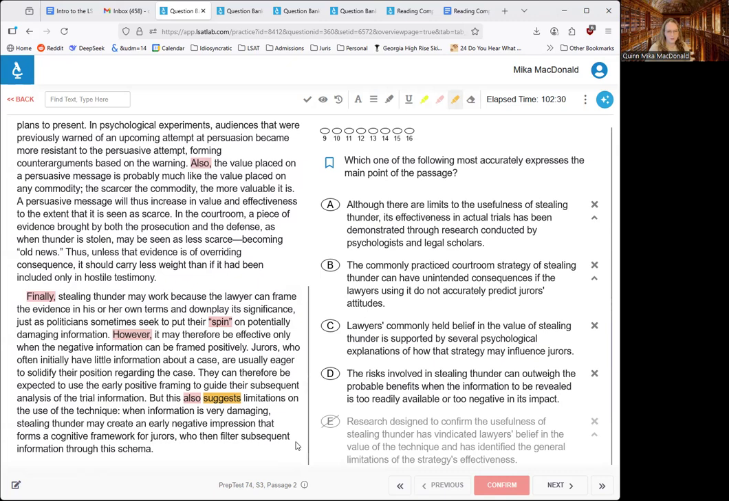So never assume that where the author ends the passage is the main point of the passage. It can be, but it usually isn't. Gita said C, and I think Gita's right.